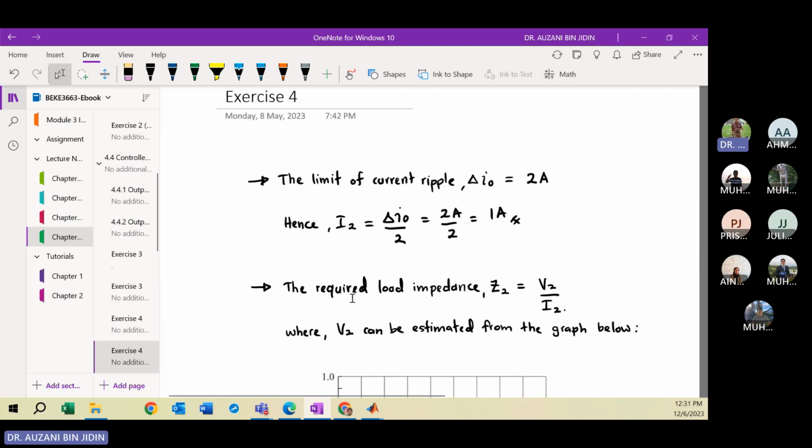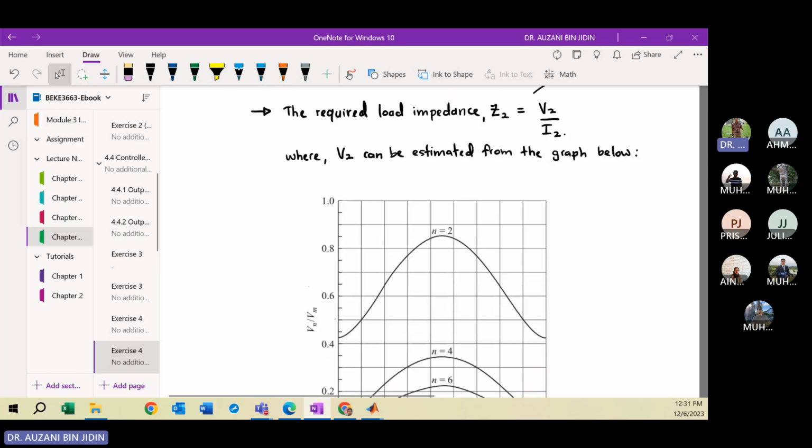we know that the required load impedance Z2 is equal to V2 per I2. So actually this equation is based on the general equation Zn, the ratio between Vn and In. Because we consider the first AC term, your N will be 2. Okay, firstly you need to estimate the V2 first, the voltage component for N2. You can estimate the V2 from the graph below.